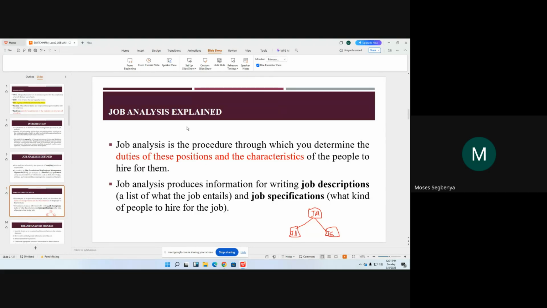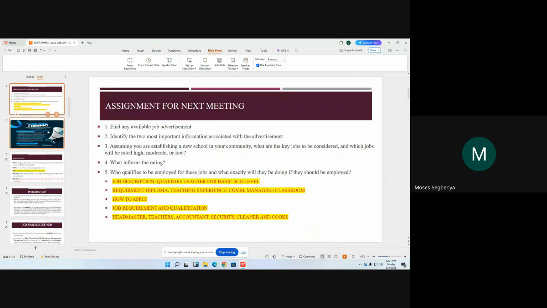These are the two things that you must produce if you indeed analyze any job. You cannot say you have done a job analysis without producing these two pieces of information. Because if I ask you to look at a job opening and group the information into two, I basically want you to tell me what are the job description and what are the job specification. That is what you are supposed to do.